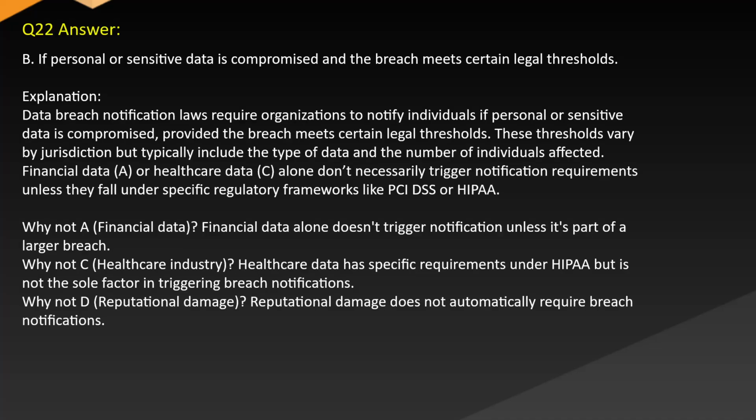Answer. B. If personal or sensitive data is compromised and the breach meets certain legal thresholds. Explanation. Data breach notification laws require organizations to notify individuals if personal or sensitive data is compromised, provided the breach meets certain legal thresholds. These thresholds vary by jurisdiction but typically include the type of data and the number of individuals affected. Financial data (A) or healthcare data (C) alone don't necessarily trigger notification requirements unless they fall under specific regulatory frameworks like PCI-DSS or HIPAA.